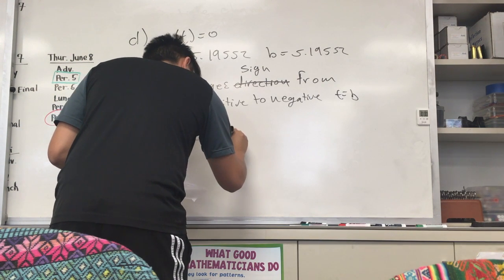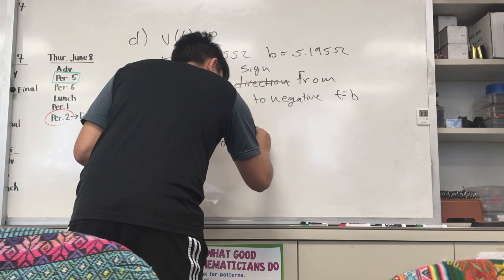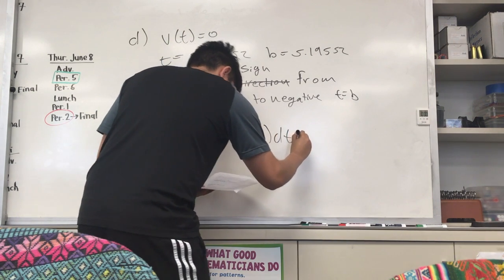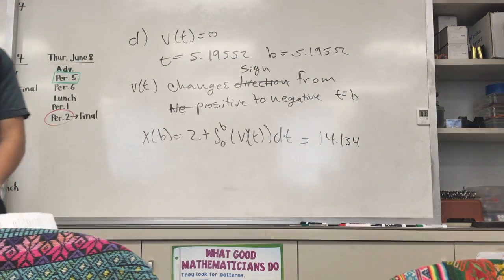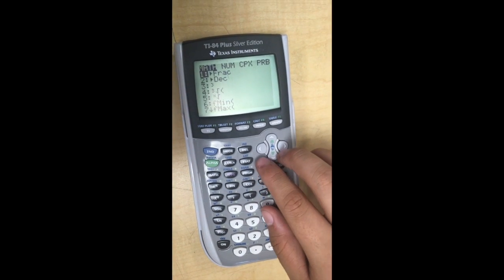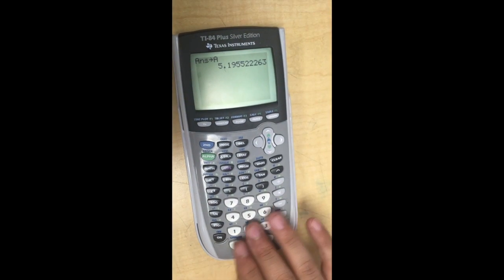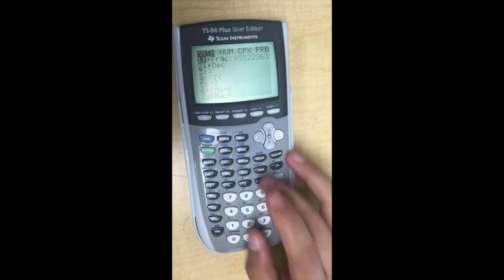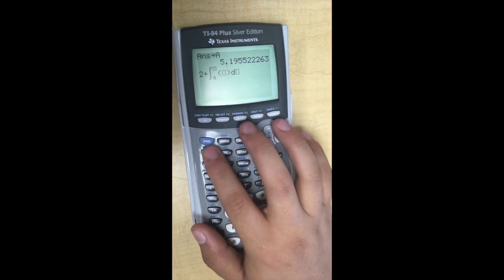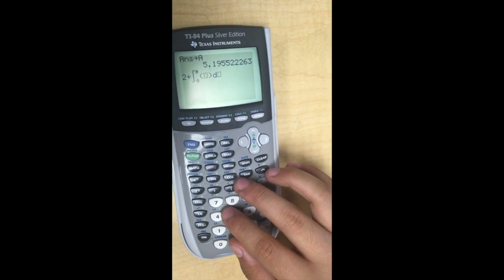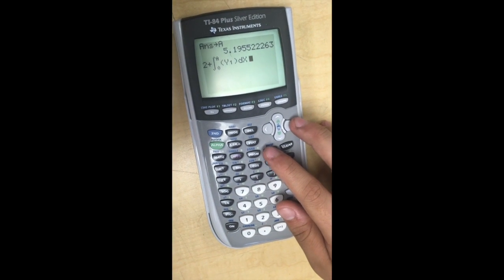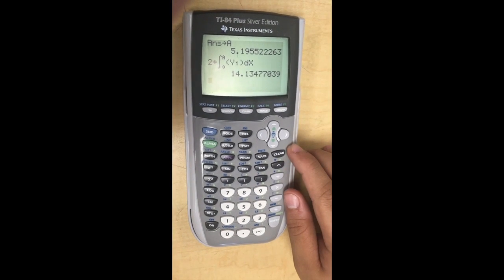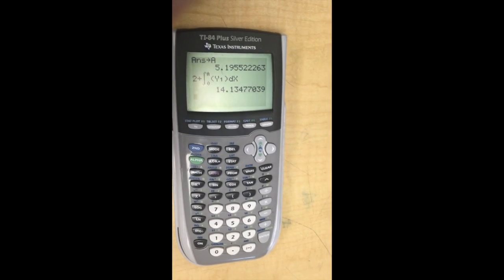Now basically x(b). Since they gave x(0) equals 2, we put in the initial condition, which is 2 plus the integral from 0 to b of the velocity dt, which equals 14.134. So what we're going to do is store the zero value of velocity, and then we're going to do 2 plus the integral from 0 to whatever number we stored. In this case we used a, so alpha a, then 0 to alpha a, then y1 dx. Now this concludes everything. Thank you.